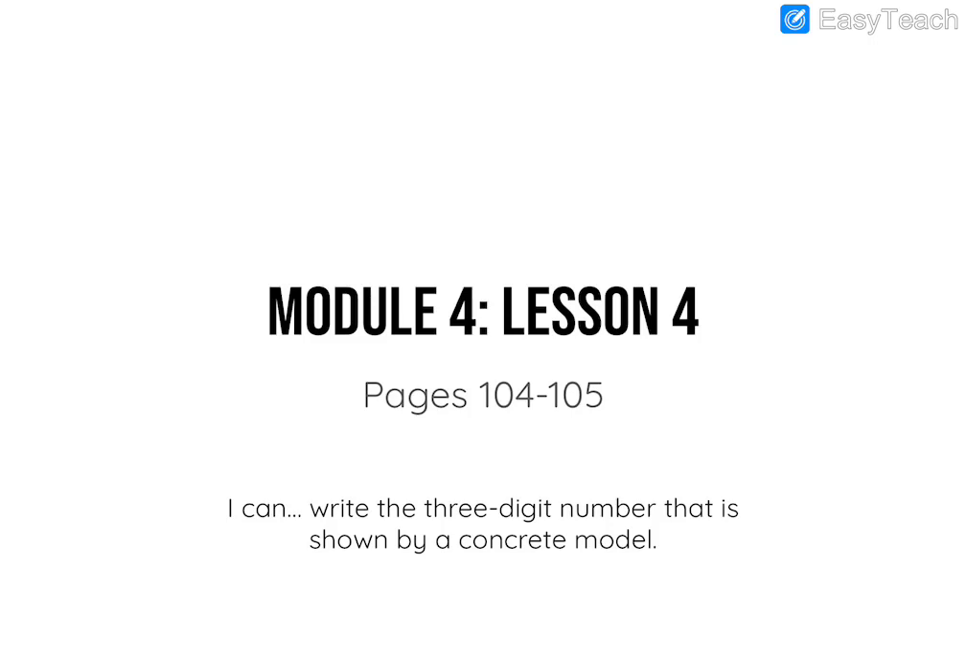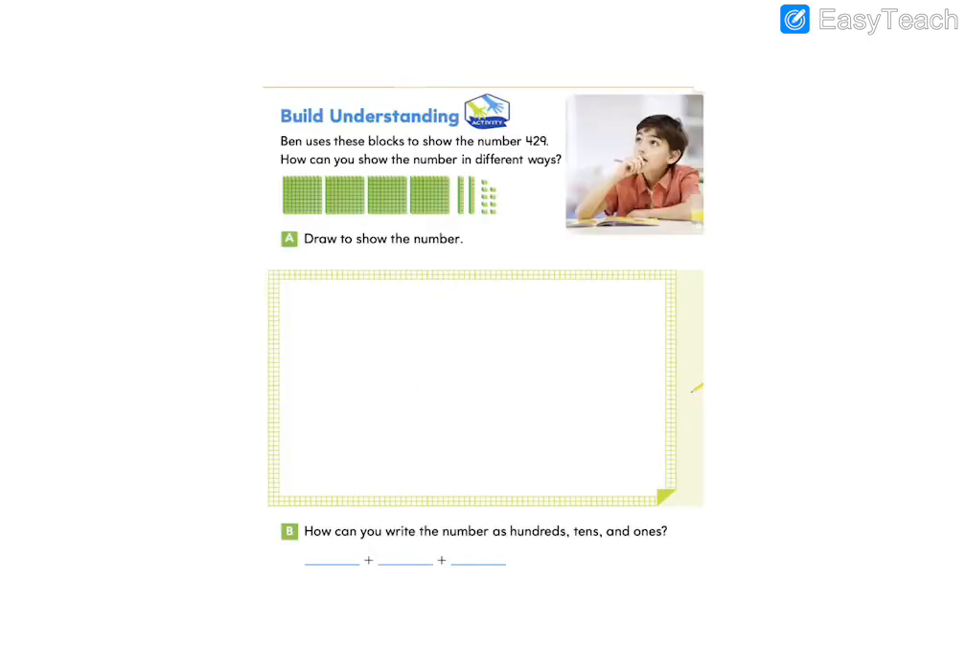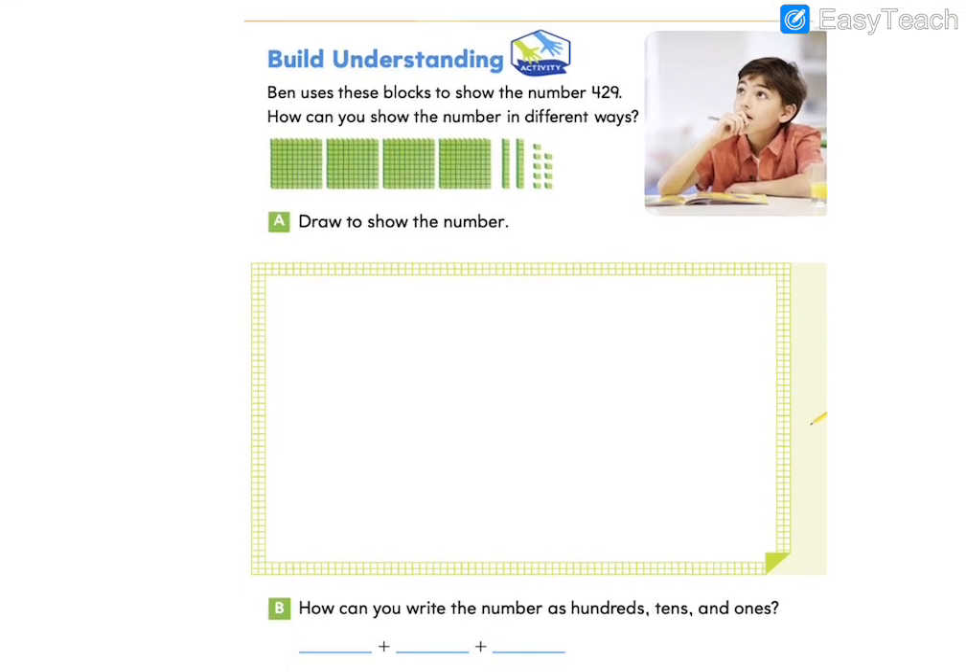Our I can statement reads, I can write the 3-digit number that is shown by a concrete model. In the previous lessons, we've been using concrete models to represent 3-digit numbers. This time, we're going to look at the concrete model and write the 3-digit number it represents. Go ahead and turn to the Build Understanding on page 104.